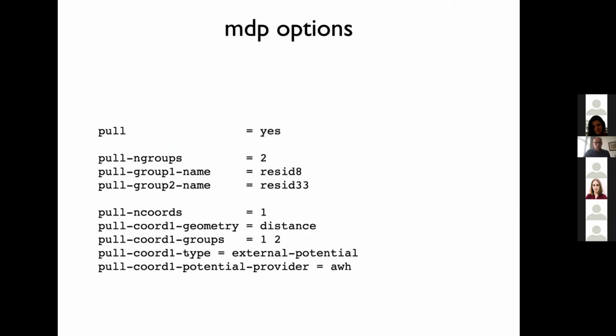And then to make AWH work: normally you would have a potential on this, which by default is a harmonic potential. But here we say, as a coordinate type, we want external potential. So there's an external provider of the potential, as we call it, and we name this external potential provider AWH. So now AWH will supply potential and forces to act between these 2 atoms, and the distance between these 2 atoms. That's relatively simple.